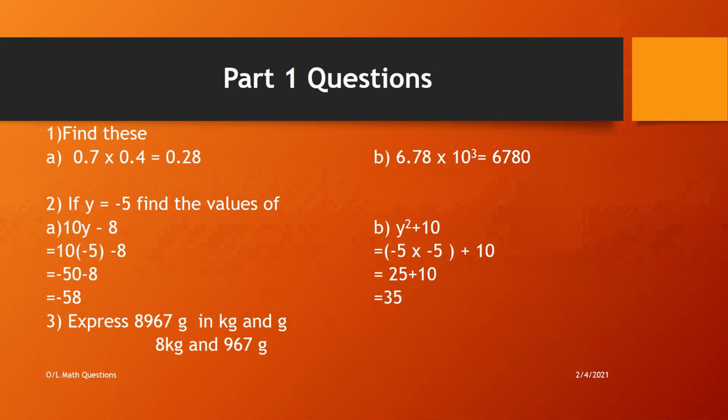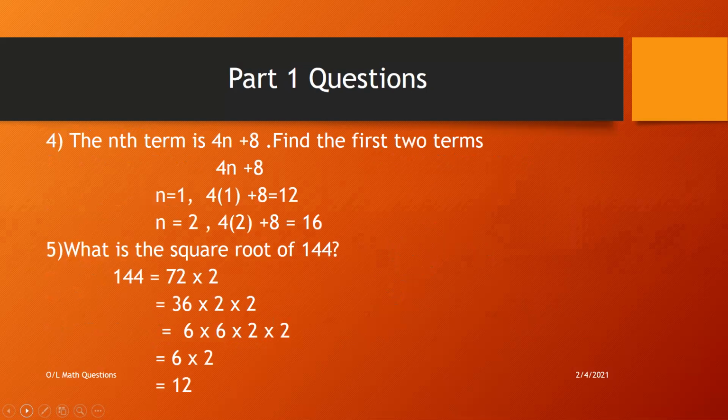Third question, express 8,967 grams in kilograms and grams. We know 1 kilogram equals 1,000 grams. Therefore, here I have 8 kilograms and 967 grams.